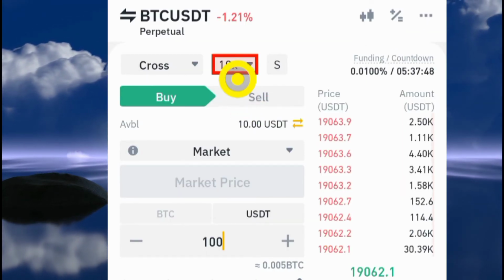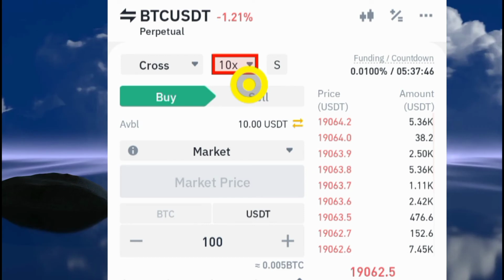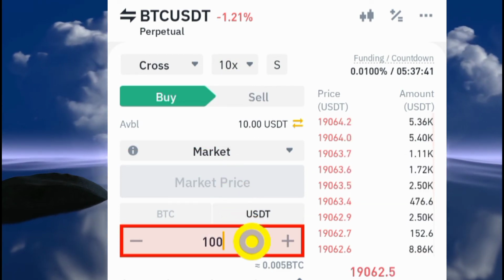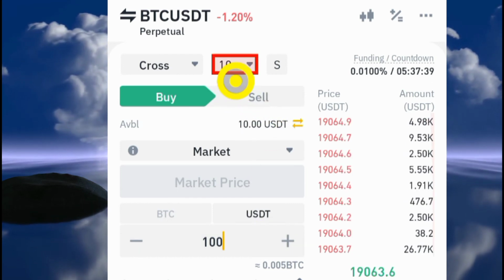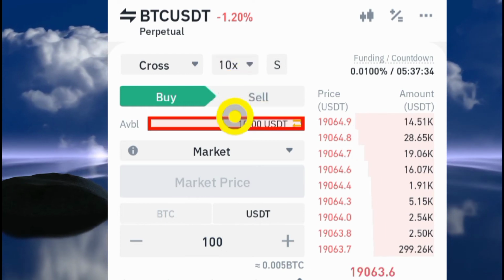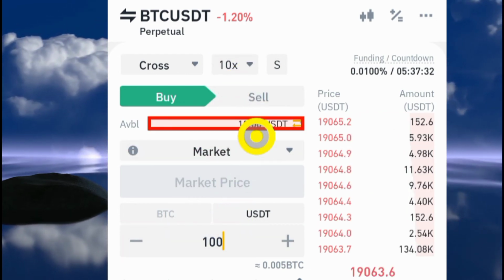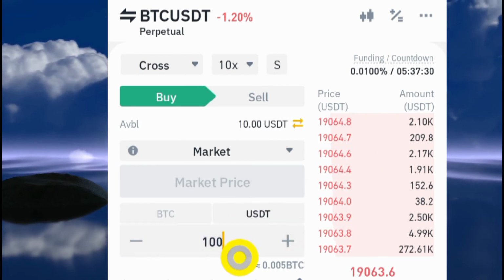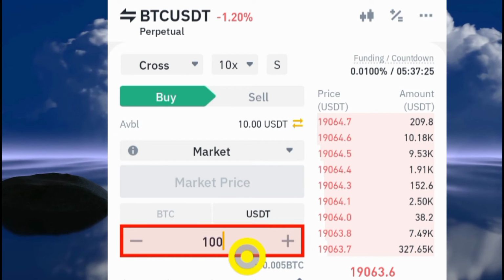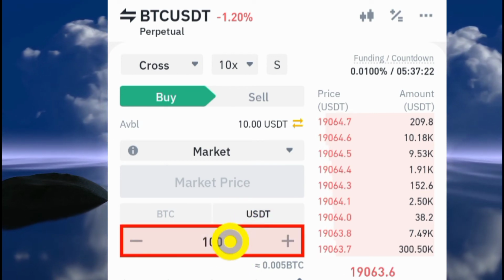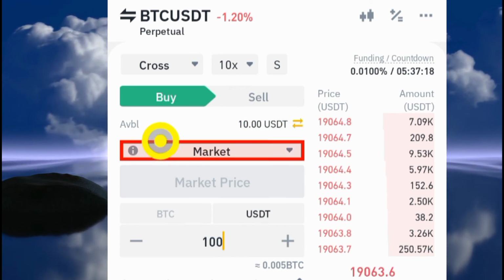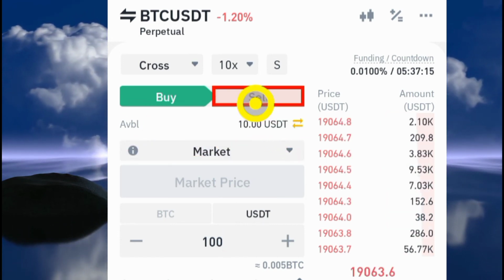If I decide to change this 10x to 20x, that means my buying capacity would now increase to 200 USDT. If I decide to change it to 100x, that means that my 10 USDT would increase to 1,000 USDT. So it is actually possible to buy Bitcoin worth $1,000 by using $10 initial collateral by simply using leverage.